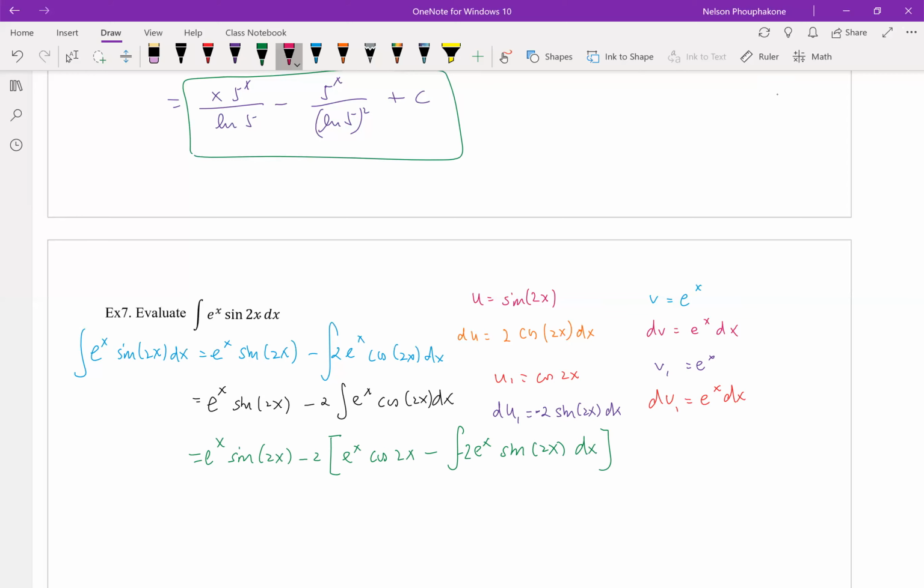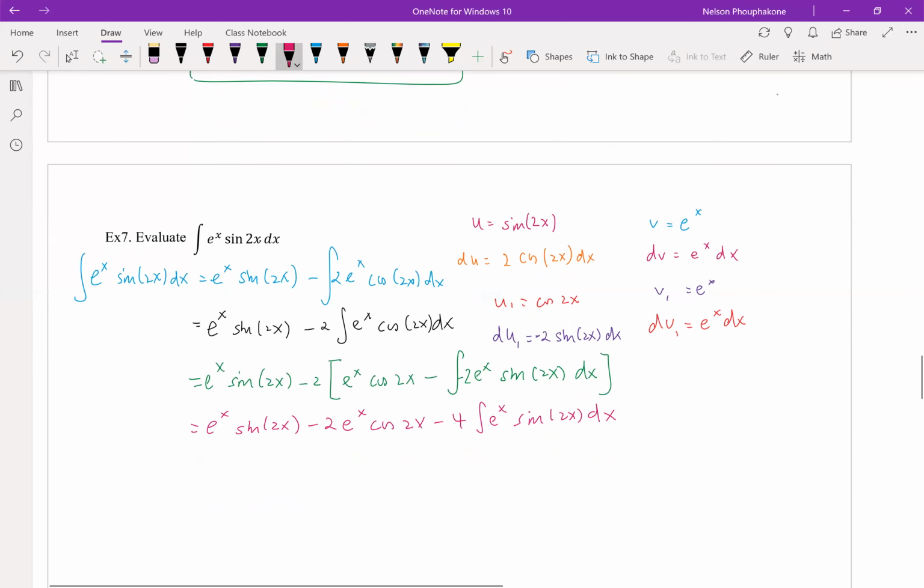Okay, so let us take care of this one. So I have e to the x sine of 2x minus 2 e to the x cosine of 2x. So I will have negative 4 e to the x sine of 2x dx. It seems that we could do it forever, huh?